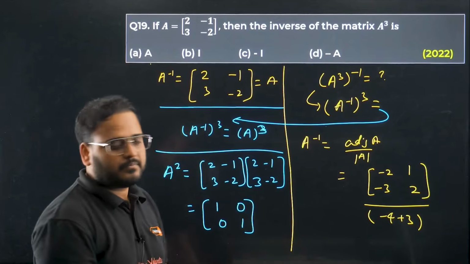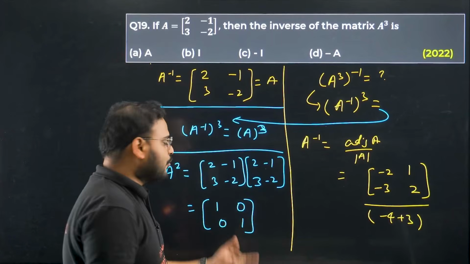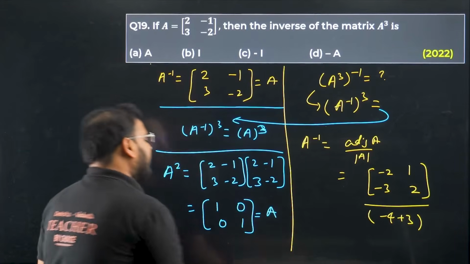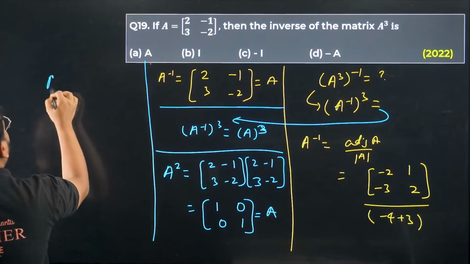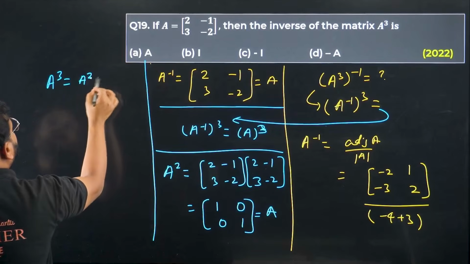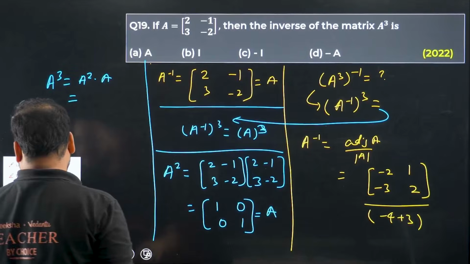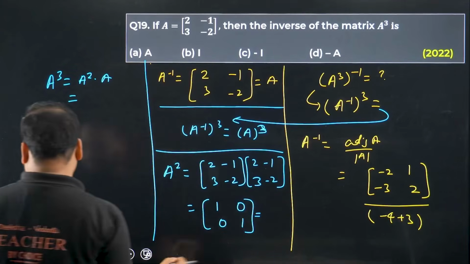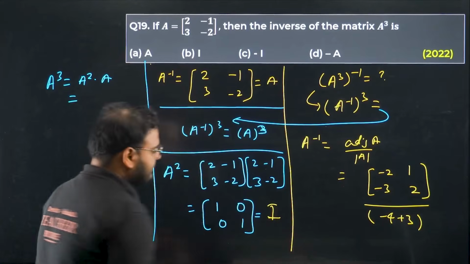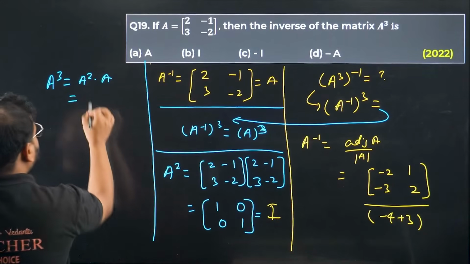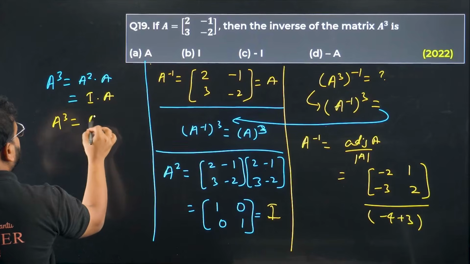Cross check. If you want, you can do the calculation. You'll get 1, 0, 0, 1. Simply A. So I'm getting A square as A. Sorry, A square is not A. Excuse me, mistake, sir. This one is coming as I. It's an identity matrix. So I'll get this as I into A. So my A cube is coming as A.